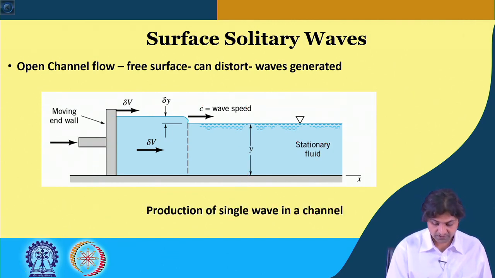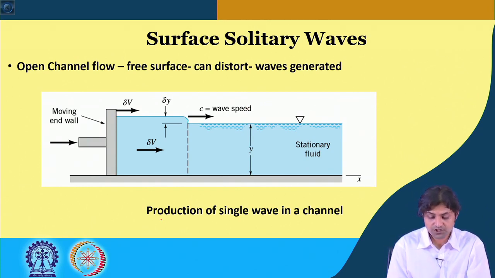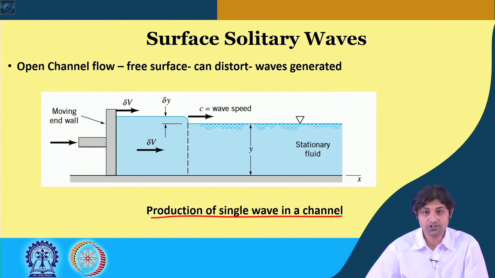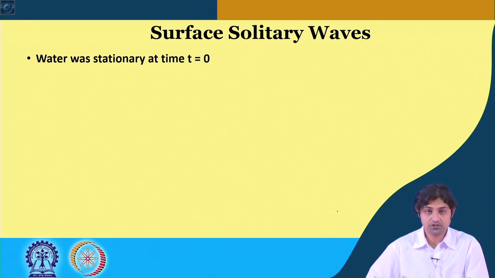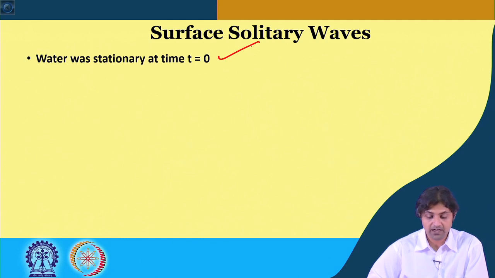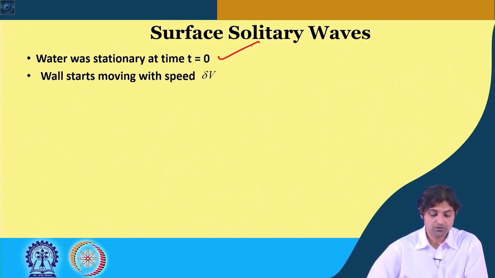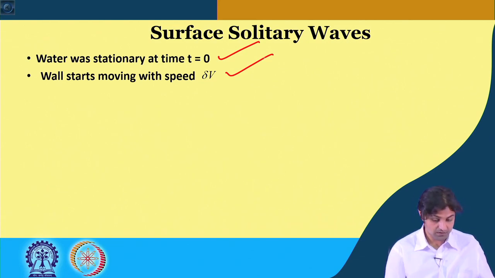So, as I said, this is the production of a single wave in a channel. This is one of the ways in which a single wave can be produced in a channel, and the channel is supported by the moving end wall on one side. There are some assumptions, as I told, water was stationary at time t equal to 0. The wall starts moving with the speed delta v, as we have already seen in that figure.